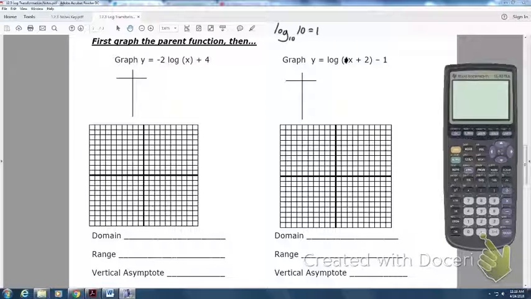If I want this to equal 10, what x value is going to make that happen? 8. 8 plus 2 is 10. Okay. And then if I want this to equal 1, what x value would I need to plug in there? Negative 1.